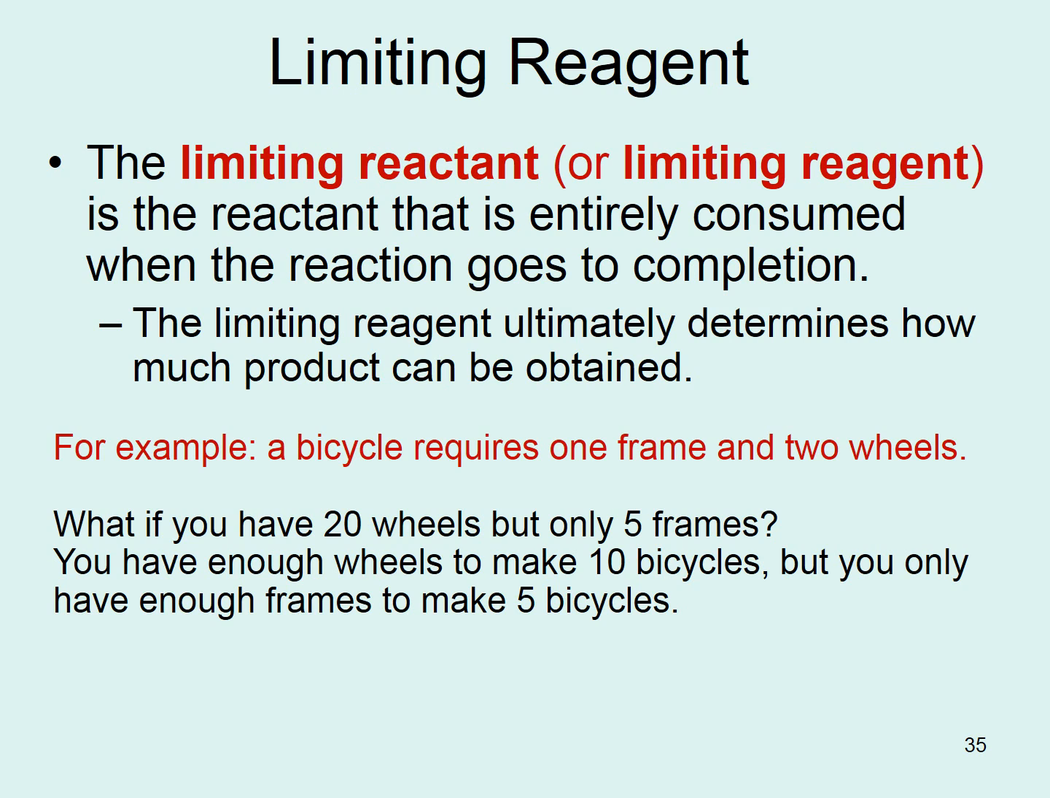But let's think really carefully. It's pretty intuitive, I think, when you see this. I've got 20 wheels and 5 frames. How many bikes can I make? Well, the process that you're really going through is you're saying, okay, with 20 wheels, since I need 2 wheels for every bike, I divide by 2. That's your mole ratio. There's 2 wheels for every 1 bike. So I take 20 wheels, divide by 2 wheels per bike, and I can make 10 bikes from those 20 wheels. I have 5 frames. I need 1 frame for every bike. So from 5 frames, I can make 5 bikes.